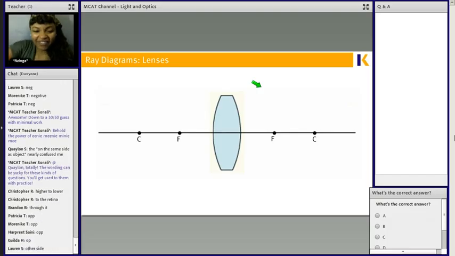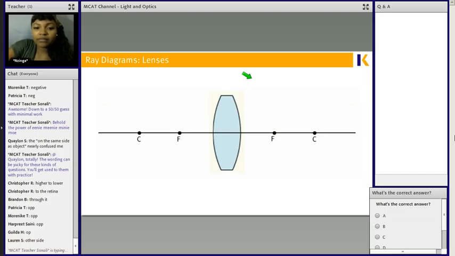Exactly. We want it to be on the opposite side of the incoming light. So for lenses, the opposite side of the incoming light, that's going to be the positive focal point. Okay, so opposite side of incoming light equals focal point. So it's easier to remember where you want the light to go.